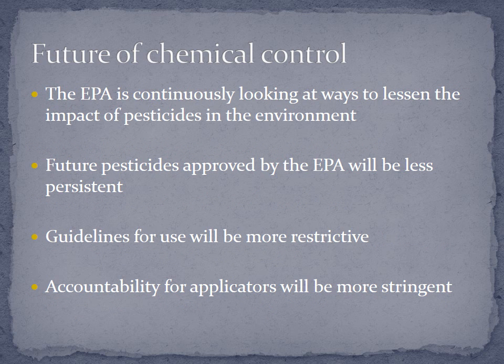One thing we're going to need to talk about is the future of chemical control. The EPA is continuously looking at ways to lessen the impact of pesticides in the environment. Future pesticides approved by the EPA will be less persistent, guidelines for use are going to become more restrictive, and accountability for applicators will become more stringent.